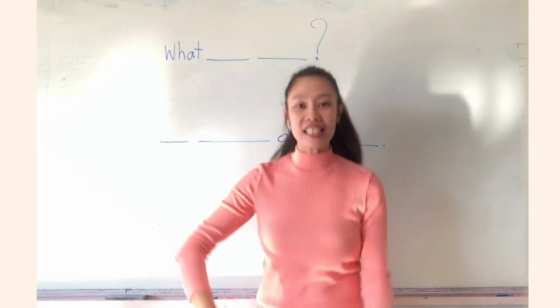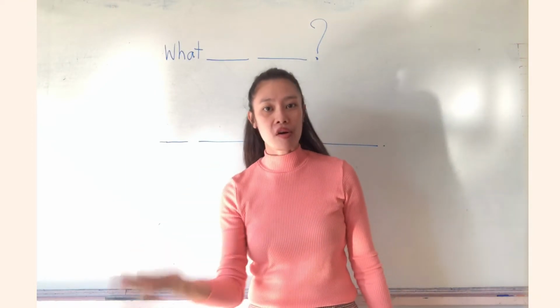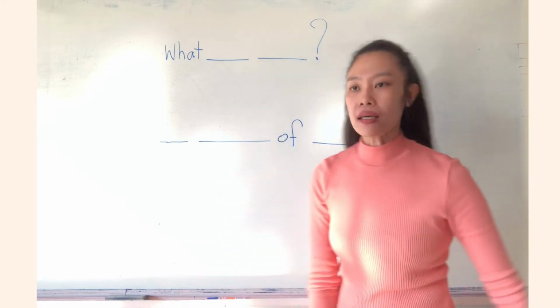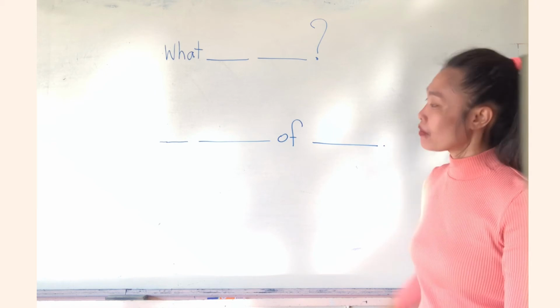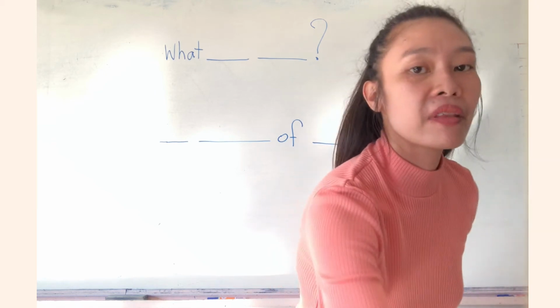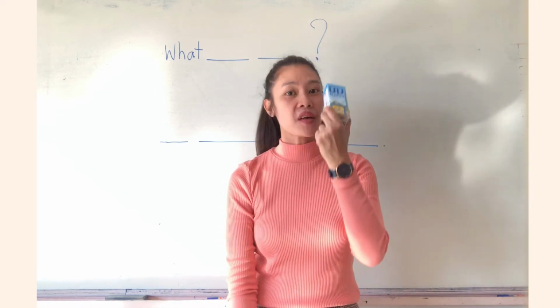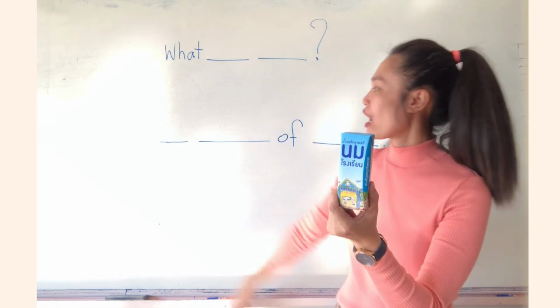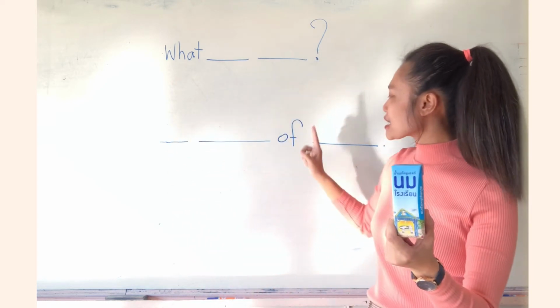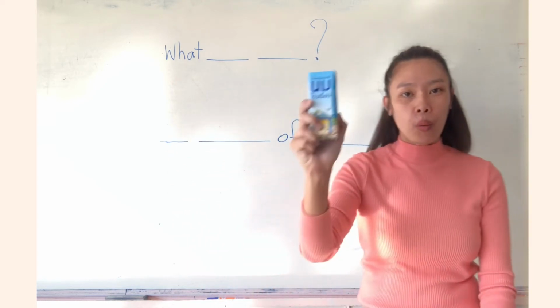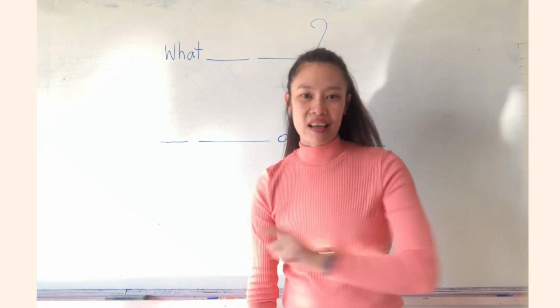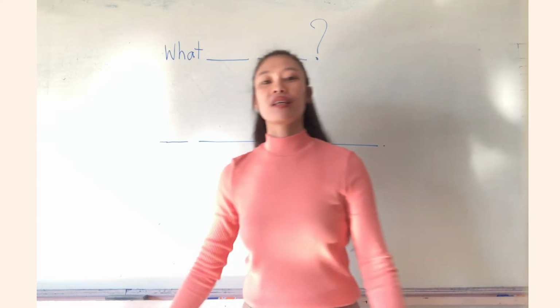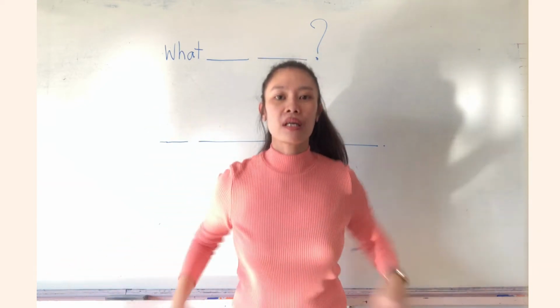Alright, so now let's talk. I'm going to ask you, what is this or what are these? And you tell me the correct phrase to say it. For example, what is this? 1 box of milk. 1 box of milk. All right? Now let's do it. All right. 1, 2, 3, go.